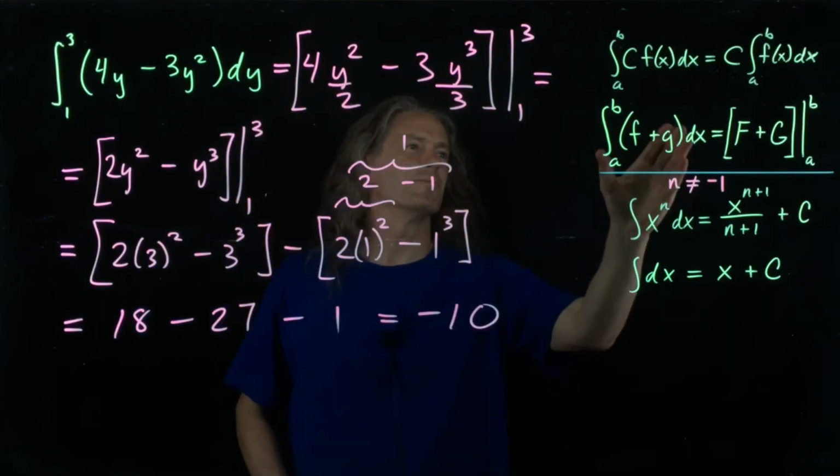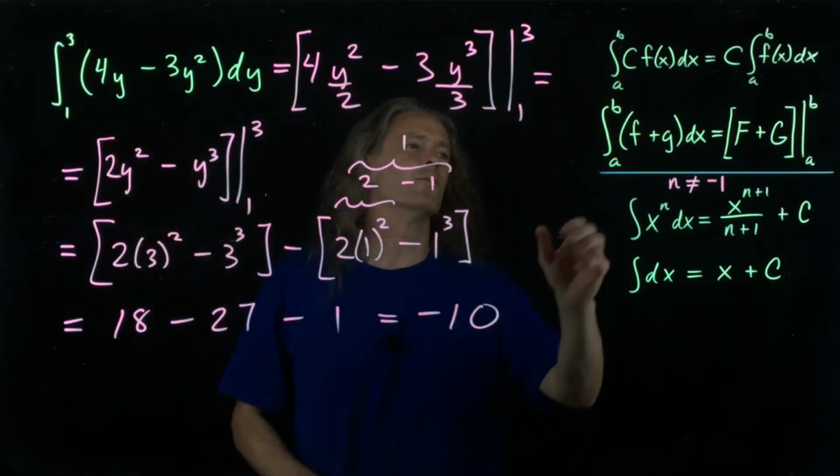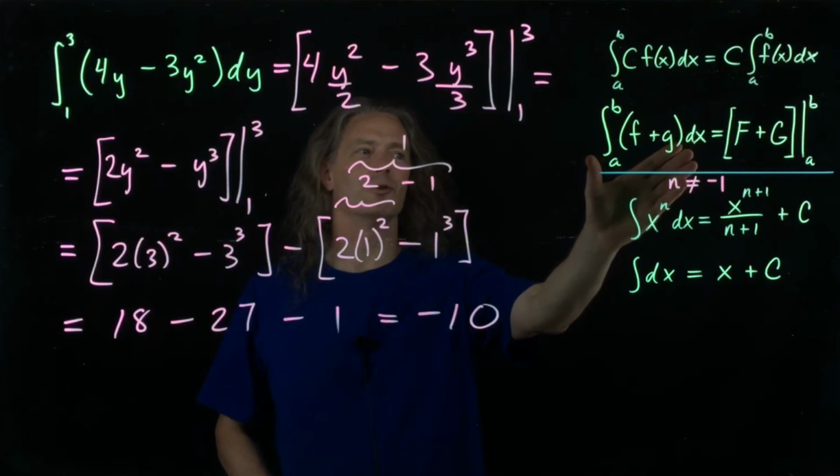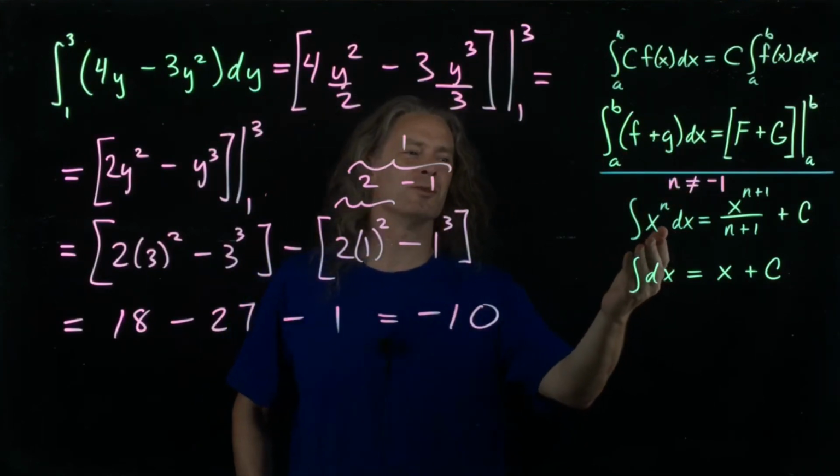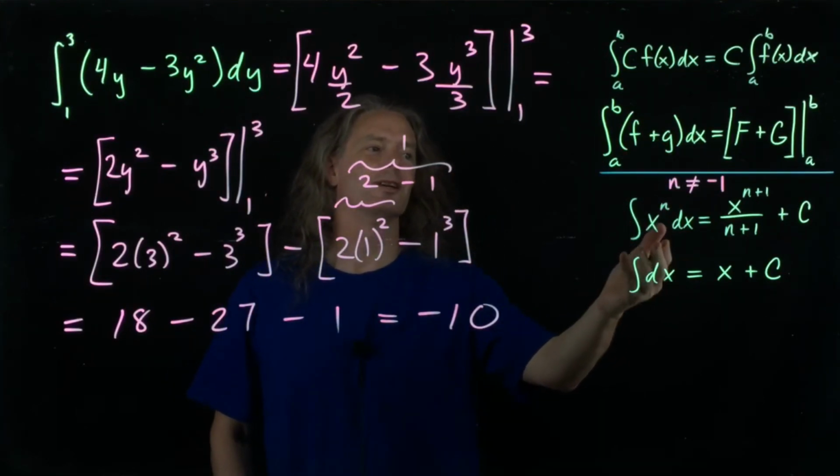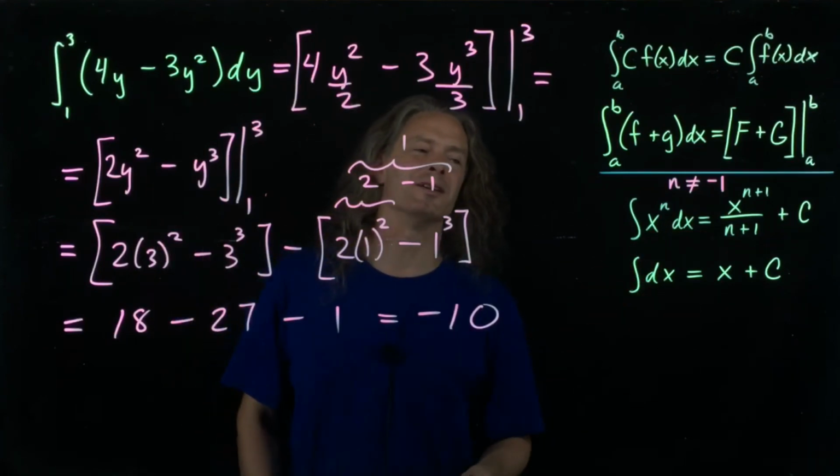We used the constant rule here. We used this sum rule for integrals. And then we used the x to the power of n antiderivative rule, except we had a y instead of an x.